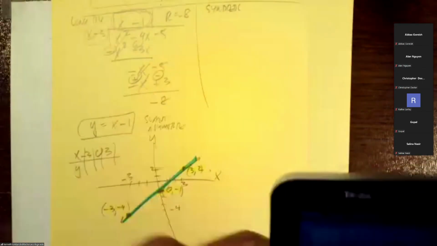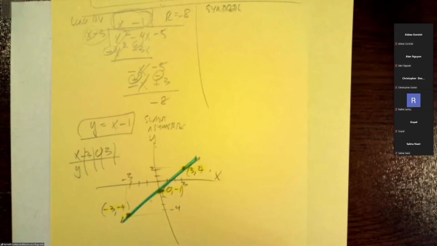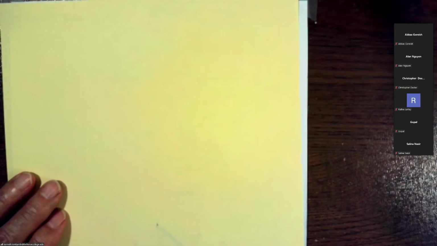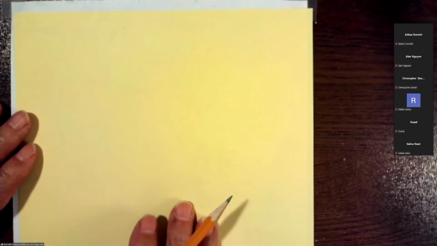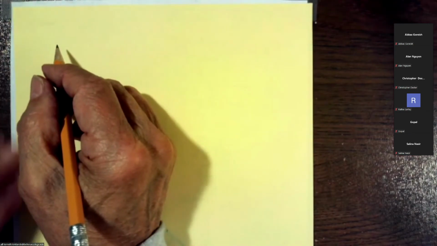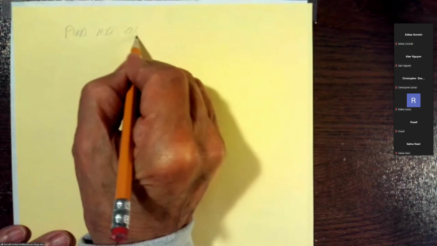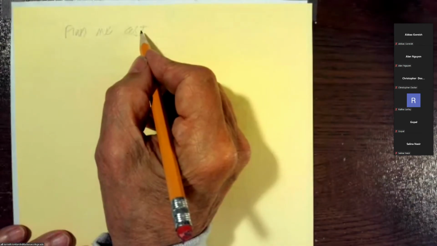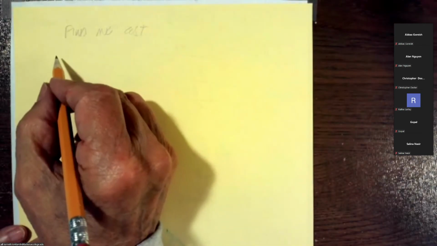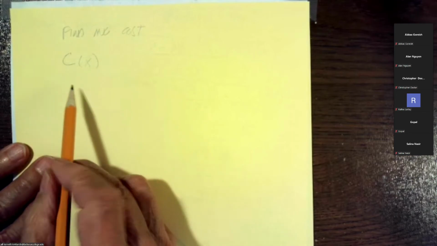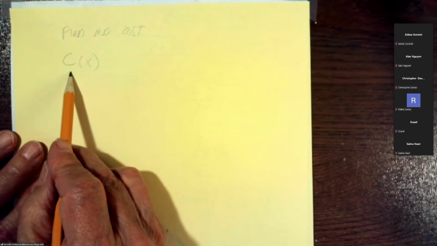Let's try a new problem. Let's say, here we go, we've got some room on this side. Let's say you're given, you want to find the average cost. And you're given, let's say, average cost as a function of the number of units that you're building.